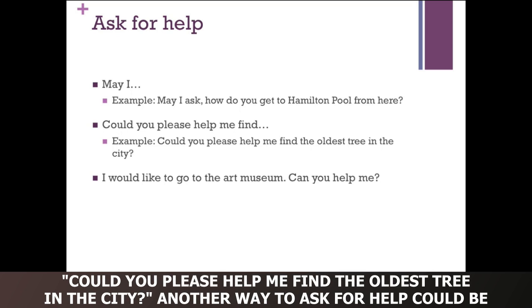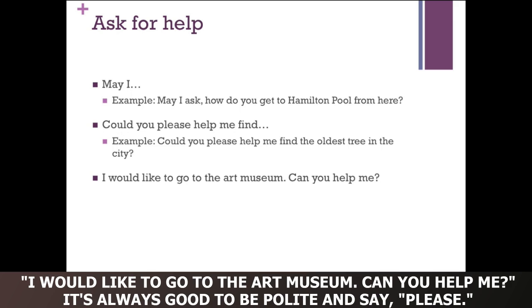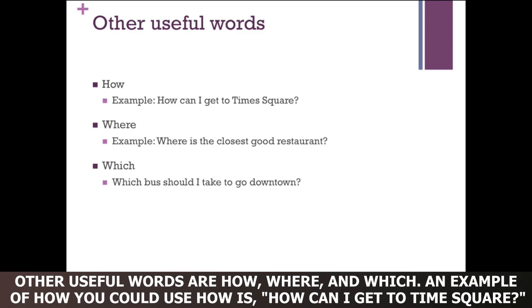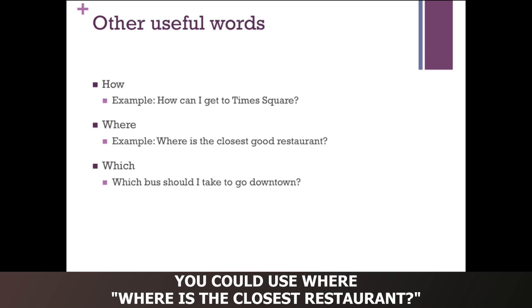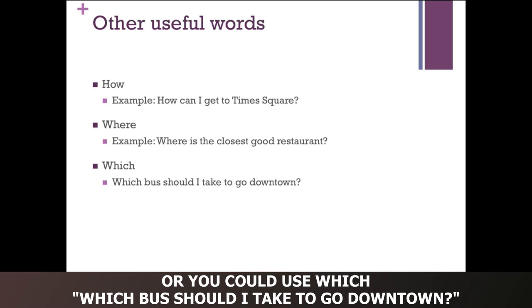Another way to ask for help could be, I would like to go to the art museum. Can you help me? It's always good to be polite and say, please. Other useful words are how, where, and which. An example of how you could use how is, how can I get to Times Square? You could use where. Where is the closest restaurant? Or you could use which. Which bus should I take to go downtown?